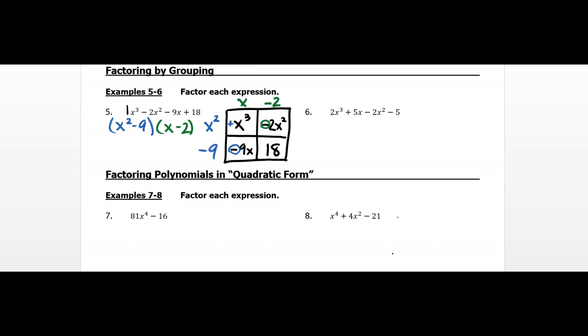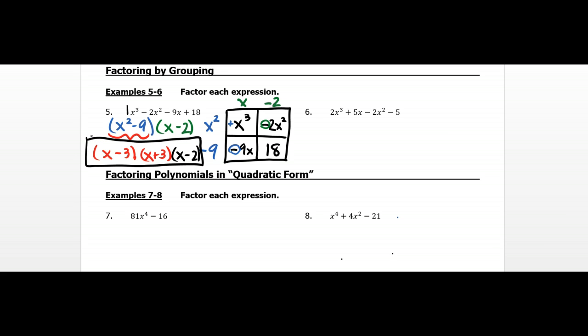From there, hopefully you recognize that x squared minus 9 is a difference of squares. So you can factor further. That factors into x minus 3 times x plus 3, and then we're just going to bring that x minus 2 down. So this 4 term factors into 3 binomials, x minus 3 times x plus 3 times x minus 2.